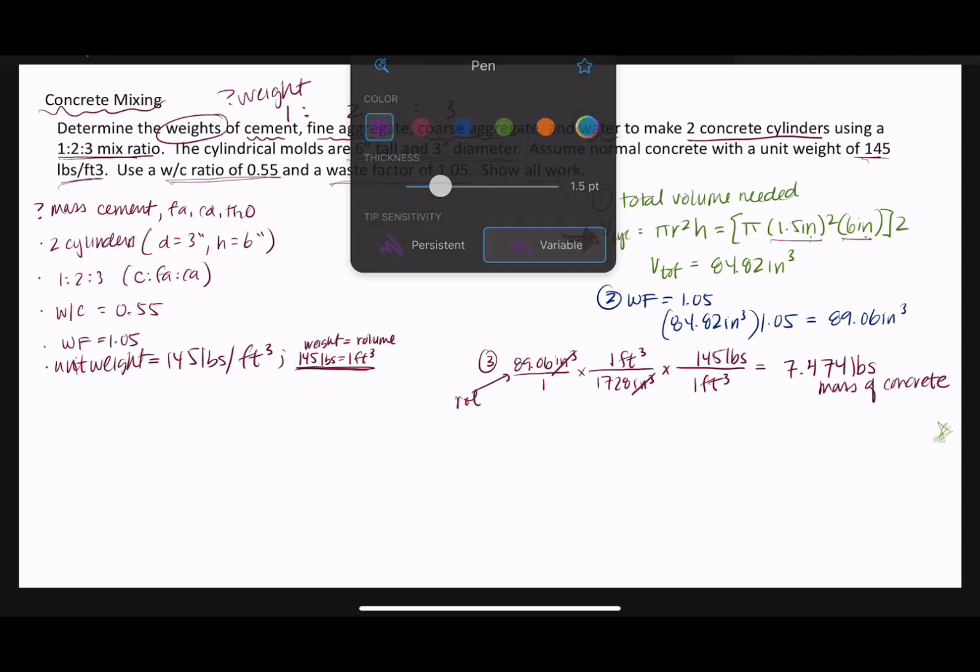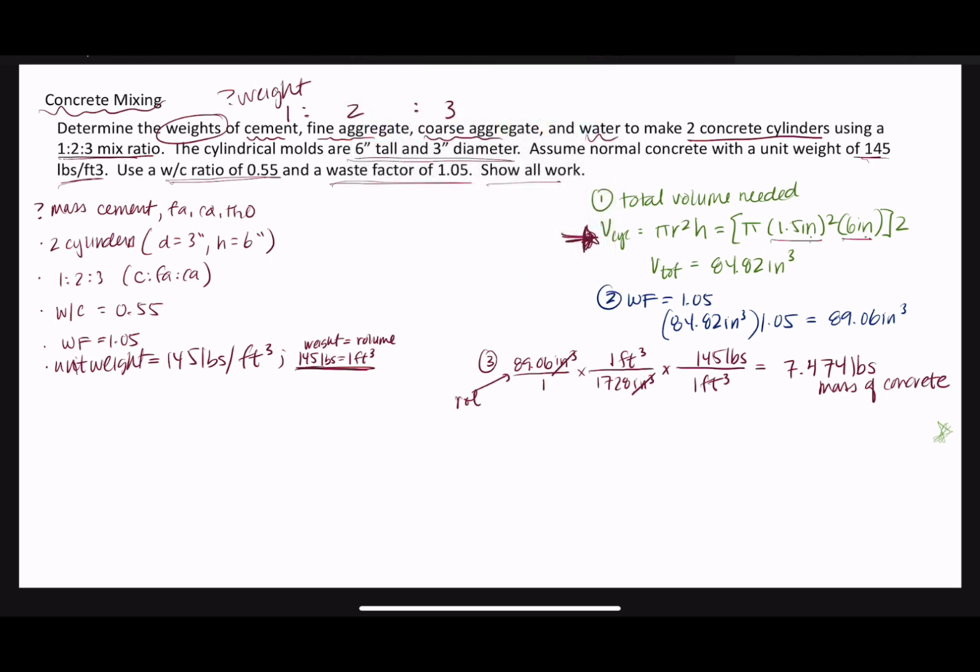Now let's see what's next. So step 4: now I know my total mass that I need. I also know that I need a 1 to 2 to 3 ratio of cement, fine aggregate, coarse aggregate. Different types of cement have different ratios depending on what the needs are for that concrete, like what do you need it to do? Where do you need that concrete to be? That sort of thing. You're not expected to know what they all are at this point. We're just learning how to make basic concrete.